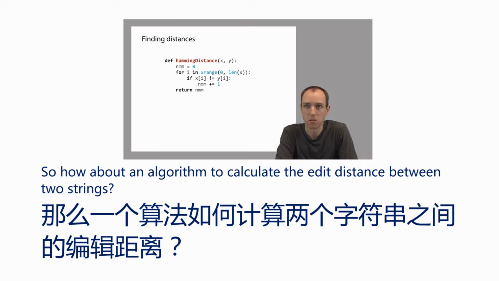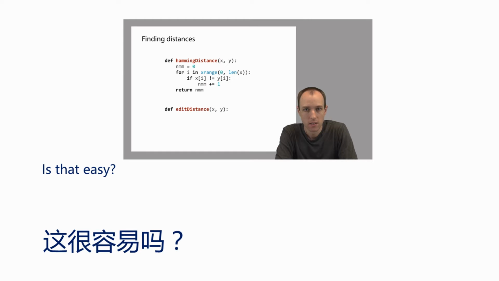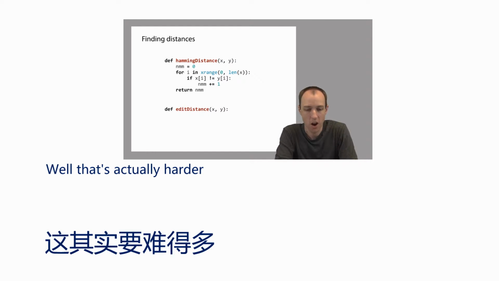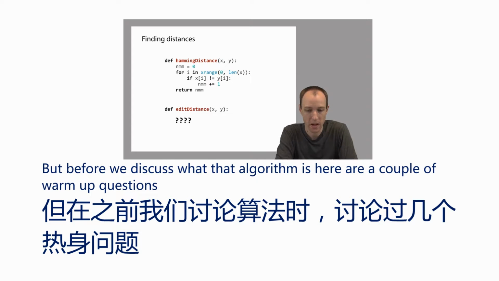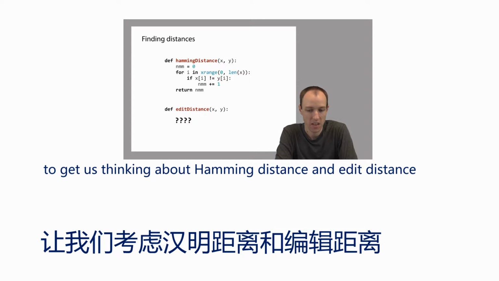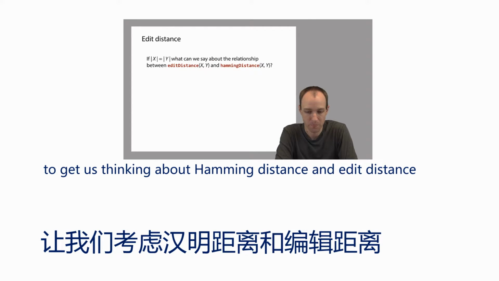So how about an algorithm to calculate the edit distance between two strings? Is that easy? Well, that's actually harder. It's really not at all obvious off the bat what this algorithm could be. But before we discuss what that algorithm is, here are a couple of warm-up questions to get us thinking about Hamming distance and edit distance.